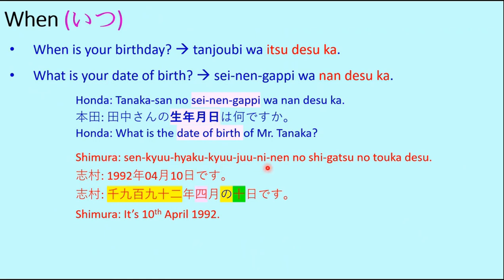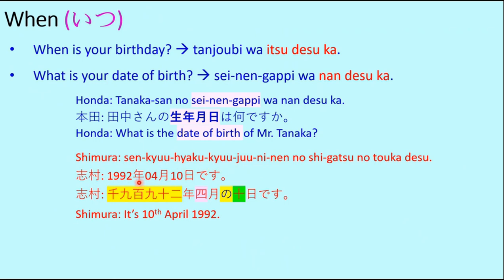Sen kyu hyaku kyujuni nen no shigatsu no toka desu. So this first portion up to nen is the year. So this we have discussed in a previous lesson, how to write the Japanese form of these bigger numbers in thousands or 10,000s. So 1992, the year 1992 is called Sen Kyu Hyaku Kyujuni. So Sen means 1000, Kyu Hyaku is 900, Kyuju is 90, and ni is 2. I repeat one more time. In this way, this becomes 1992.